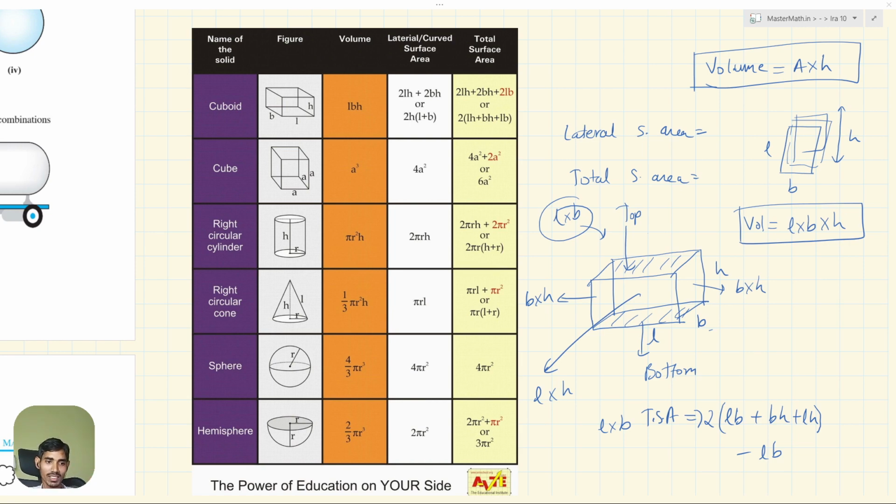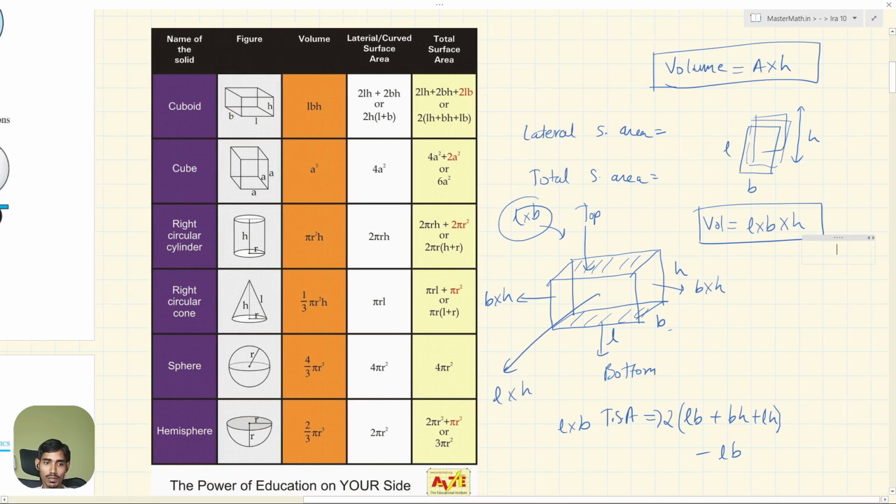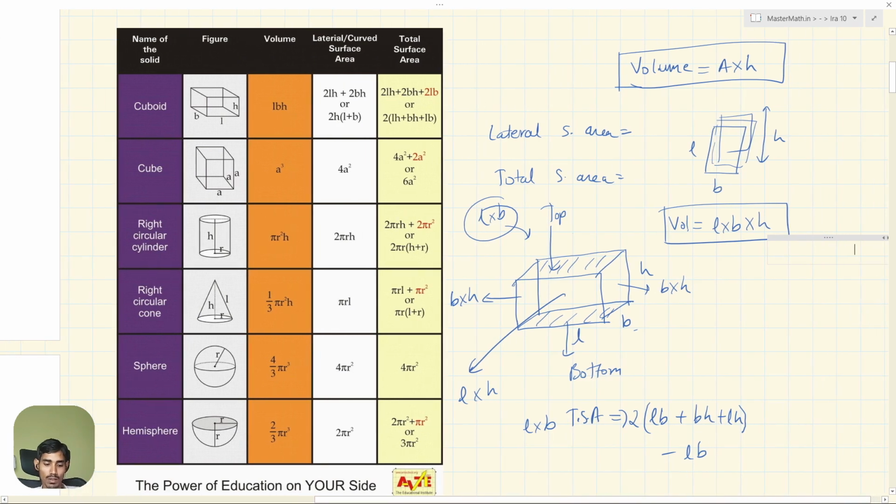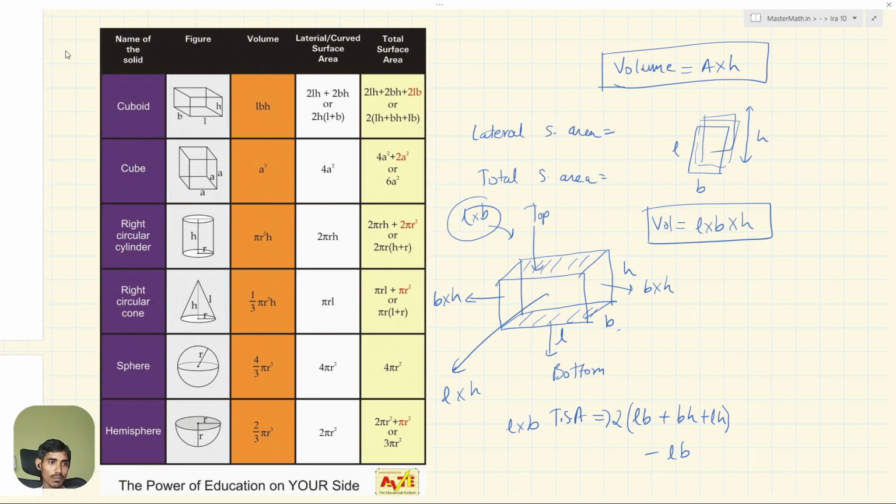Now this is little important and little difficult in some sense. So the cylinder one, right circular cylinder. Let me erase this.